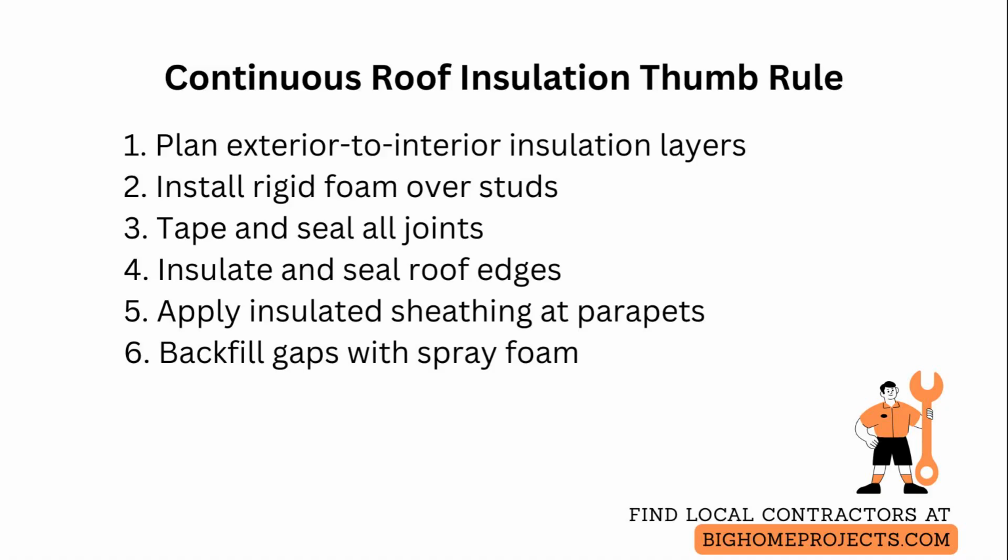At roof edges and eaves, insulate and seal the roof edge assembly by fitting insulation up to or over the sheathing and adding a backed membrane or sealant to stop convective loops. For parapets and roof-to-parapet transitions, apply insulated sheathing that turns the corner so the parapet is part of the continuous layer rather than a thermal bridge.